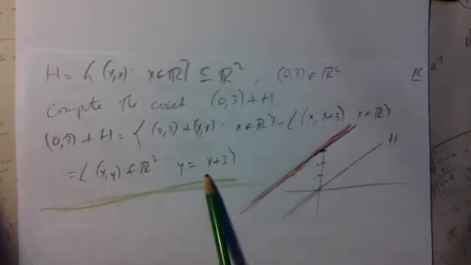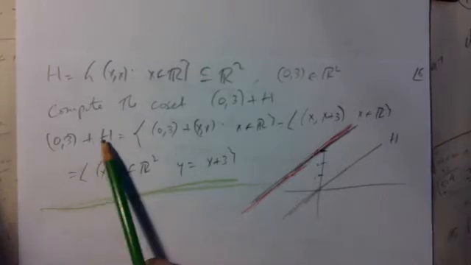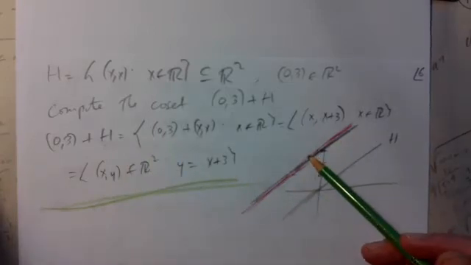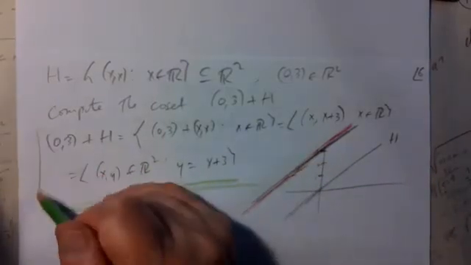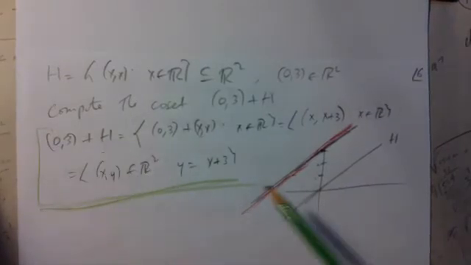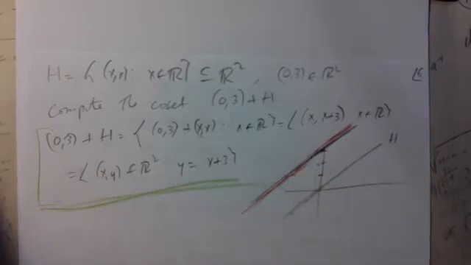This is the argument that says that the coset (0, 3) plus H is the line y equals x plus 3. Okay, gotcha. So this is the proof, right? This is the calculation that tells you what the coset is, and this is just drawing a picture of the answer.